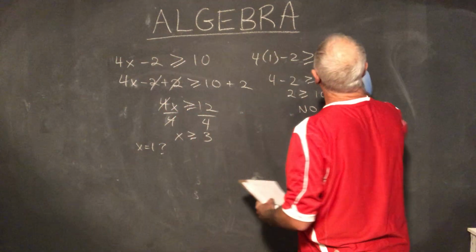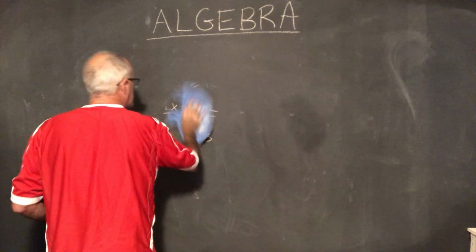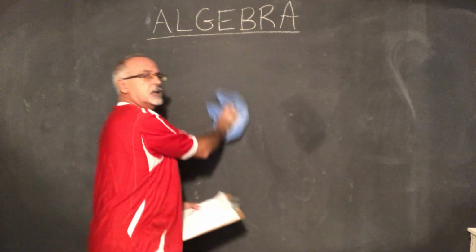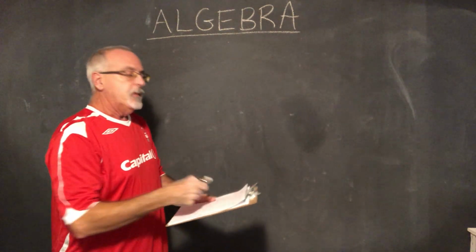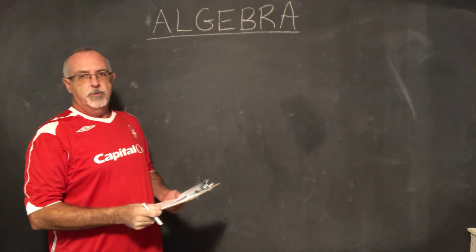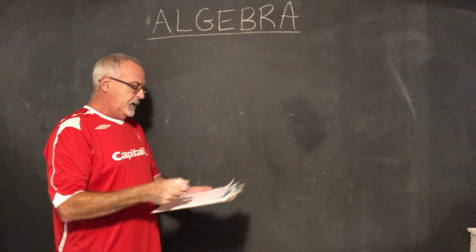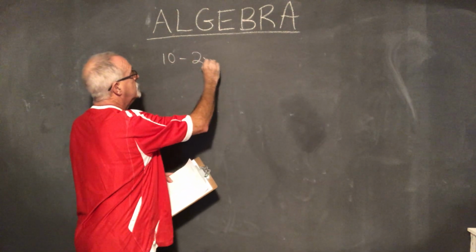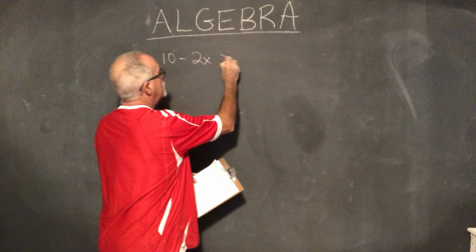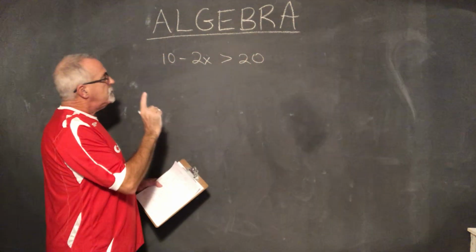Okay, now I want to do one where I'm going to have a negative sign with my term that includes x, and we will see what will happen. Although we've just been doing all the same rules with these inequalities that we were doing last time with the equalities, there is one extra little rule that we have to know about. 10 minus 2x greater than 20. Doesn't look very different. But let's see what happens.